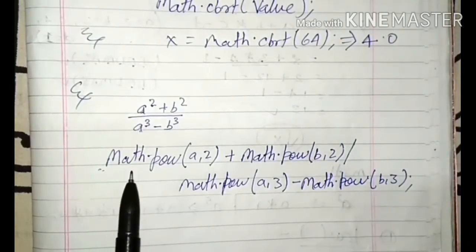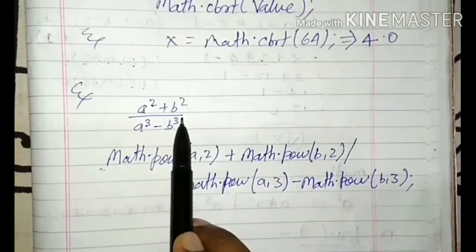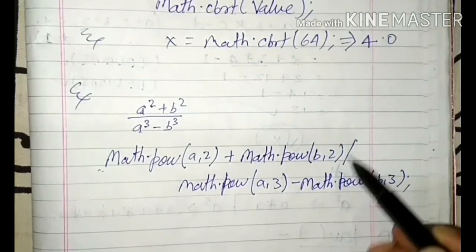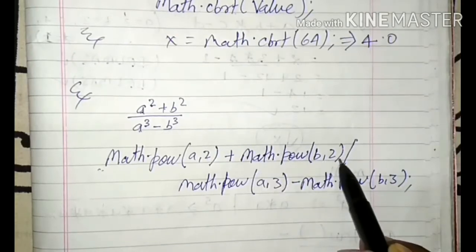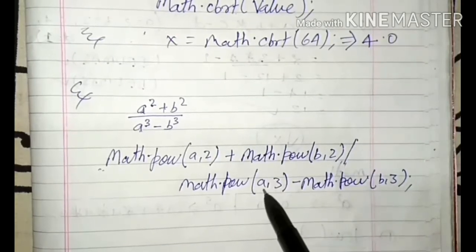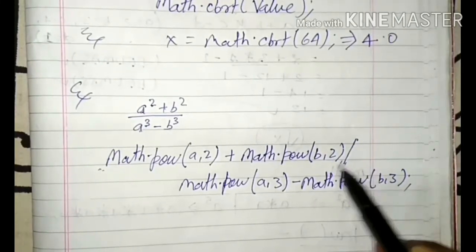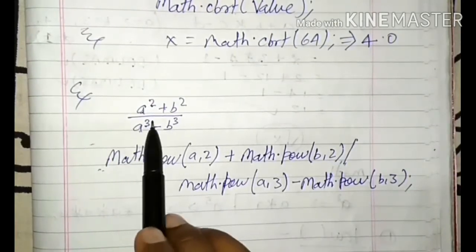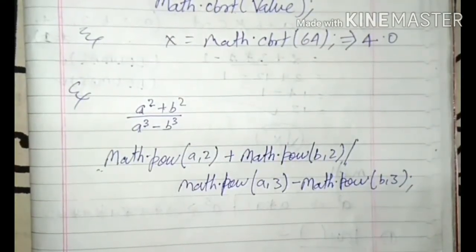But one thing more you have to mention here: whole divided by. Now you can see here divided by. If you use this divide sign, then math.pow(b, 2) means b square divided by a cube. If you use this divide sign, this will be considered as b square divided by b cube. But in the expression it is whole divided by. How can we calculate this as whole divided?